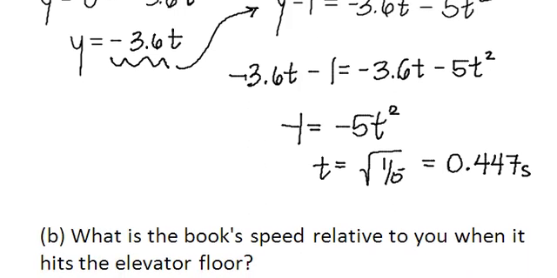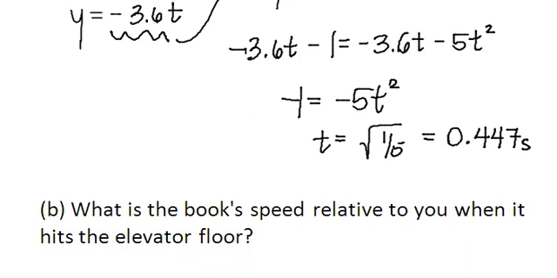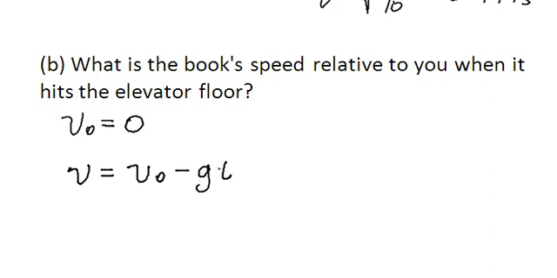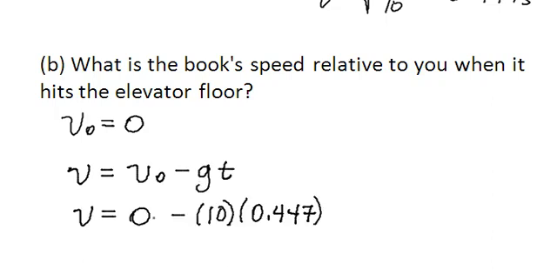Alright, the next part asks for what's the book speed relative to you when it hits the floor. So relative to you, the initial velocity of the book is 0 because you were holding it and it wasn't moving relative to you. So the initial velocity is 0, it's in free fall, and the final velocity relative to you would be negative 4.47 meters per second. And there you go.